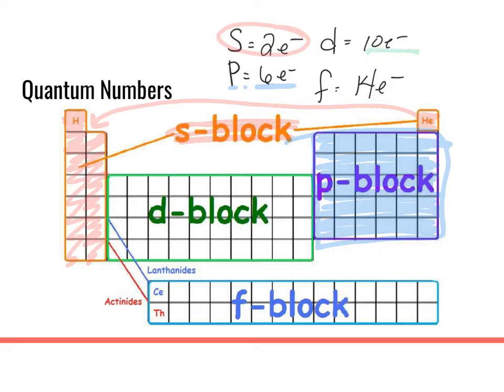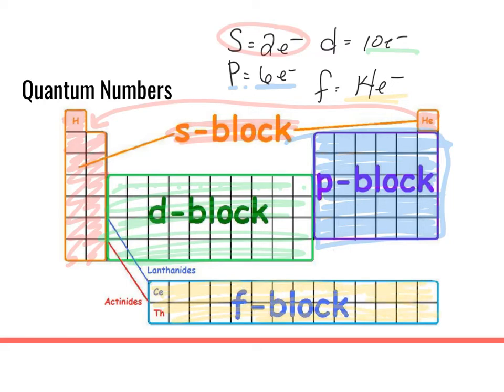Next up, our D block. Let's count. We know we can fit 10 electrons. You think there's going to be 10 columns? Probably true. 1, 2, 3, 4, 5, 6, 7, 8, 9, 10. Heck yeah, that's our D block. And then last but not least, we have our F block. It's probably going to have 14, right? 1, 2, 3, 4, 5, 6, 7, 8, 9, 10, 11, 12, 13, 14. So that makes perfect sense.